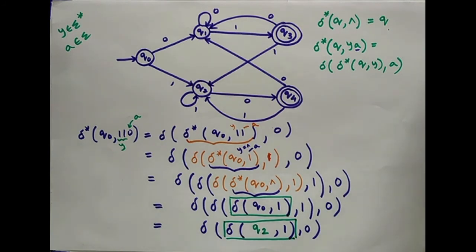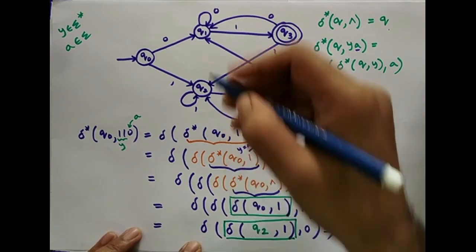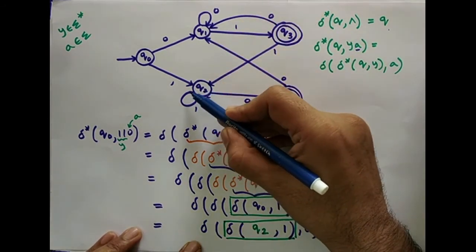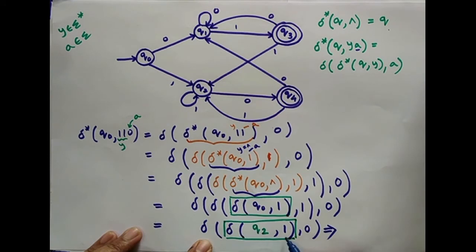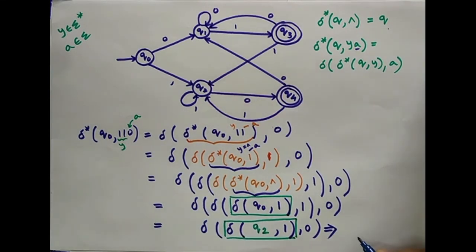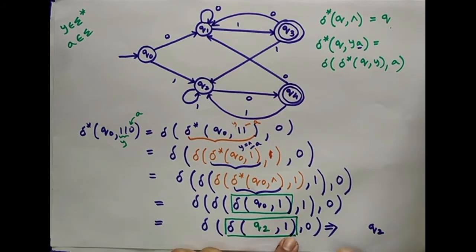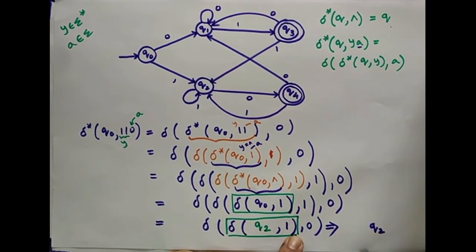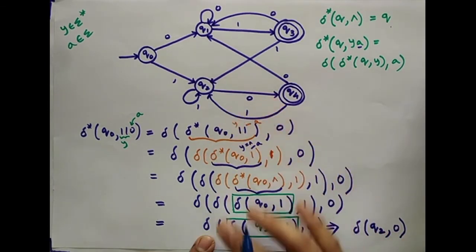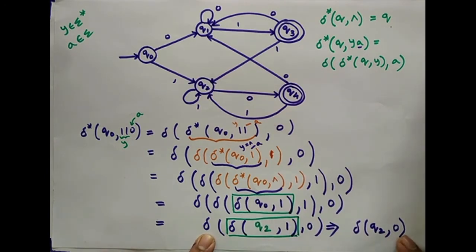So q2 on 1, again referring to the figure, q2 on reading 1 goes to q2 itself. So the answer of this will be q2. And to the right hand side there is a comma after q2, then there is 0 and a closing bracket, whereas to the left hand side there is an opening bracket and delta. So this entire thing gets reduced to delta of q2 on 0.